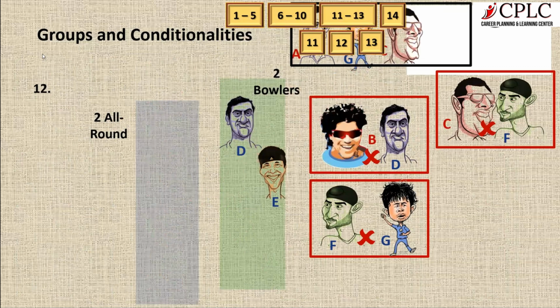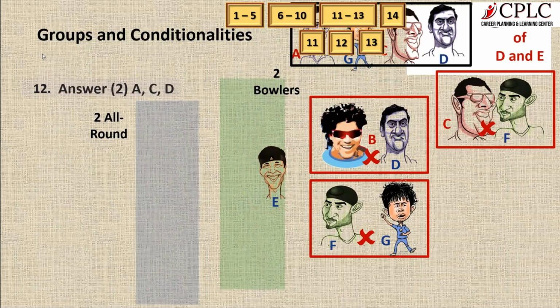Now C cannot go with F. And we are only left with 2 bowlers, that is D and E. But over here we can select any one bowler out of these 2. That is, we can select D and we can also select E. There is no restriction as such for this. In the options, D is given. Hence, we will select option 2, that is A, C, and D. So in such type of questions, you have to work with the options.